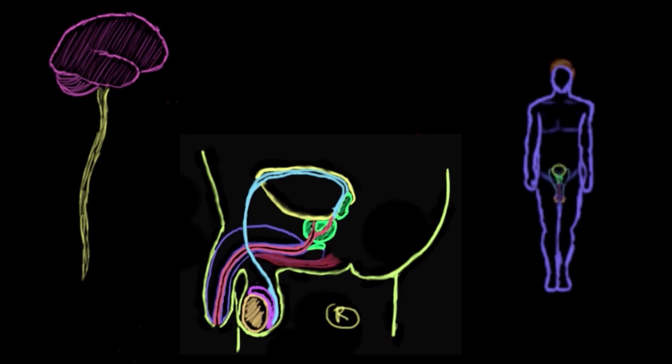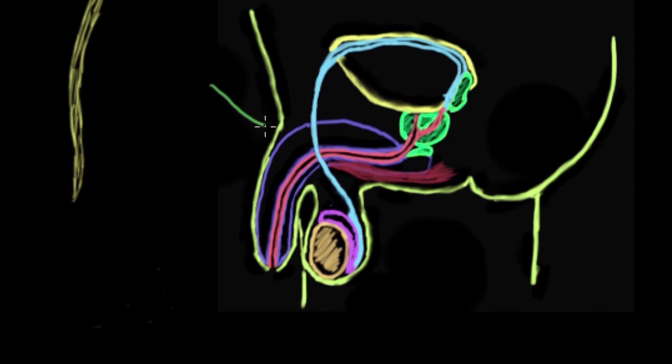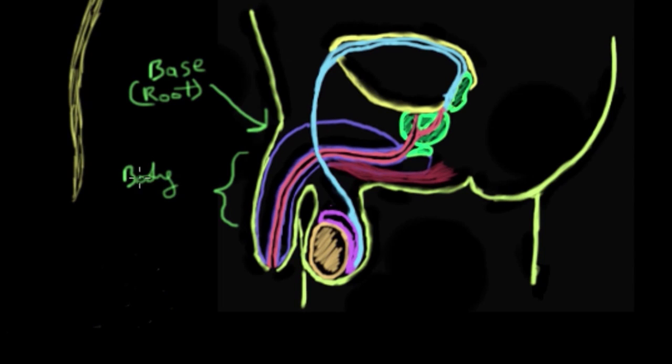So it does that by sending signals to the blood vessels in the penis, and those signals cause those blood vessels to open up and allow blood into the penis. So it's this filling of the penis with blood which results in an erection. And we'll expand on that in a moment. But first we'll talk about some regional anatomy of the penis. So the base of the penis here, that's called the base or the root. This area here is known as the body, and this area here is called the head or the glans.